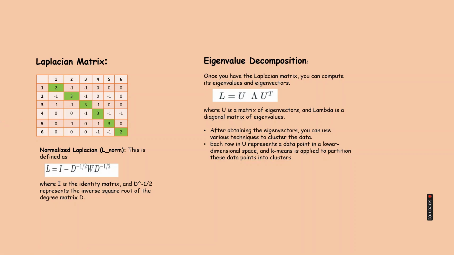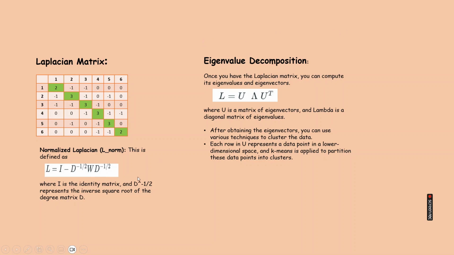To find the normalized Laplacian matrix, we use this formula: I minus D to the power of minus 1 by 2, W, into D to the power of minus 1 by 2. Here I is the identity matrix, D to the power of minus 1 by 2 is the inverse square root of the degree matrix D, and W is the weight matrix.